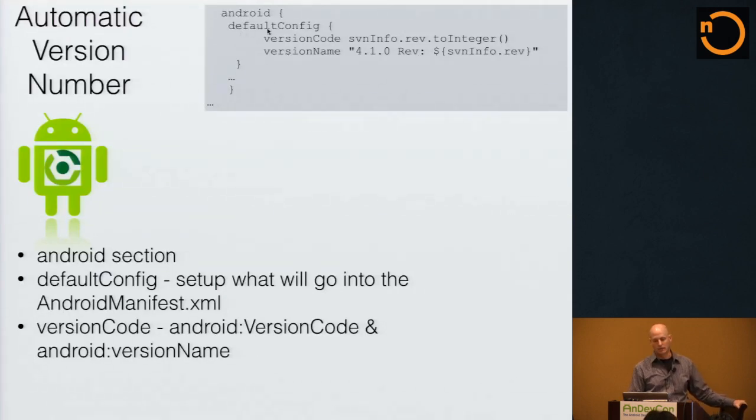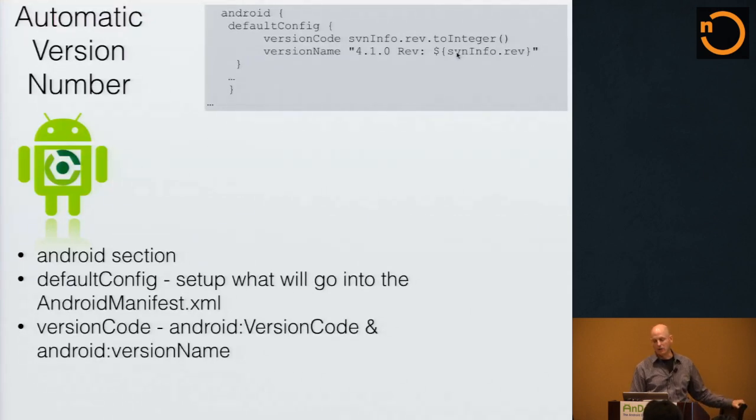But just for the sake of example, there's this default config I'm going to use, and instead of hard coding a value in here, I'm going to pull this off of a task that's called SVN info, and I'm going to grab the revision and make it an integer and use it as the version code. And I'm also going to use that as a part of the version name, so that if a customer calls me up and says, hey, I'm having problems with this app, I can say, well, what revision number are you on? And then I could rebuild that exact code and duplicate that problem.